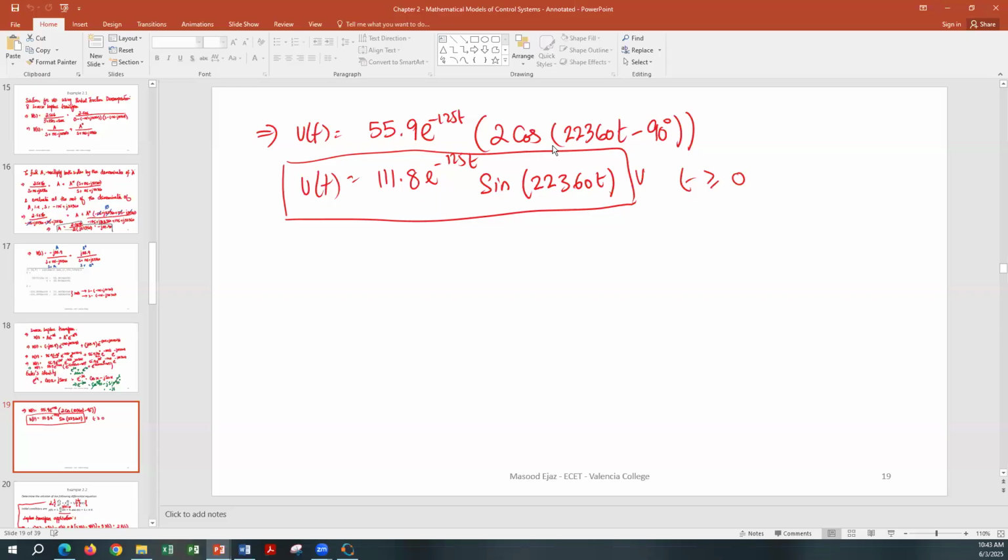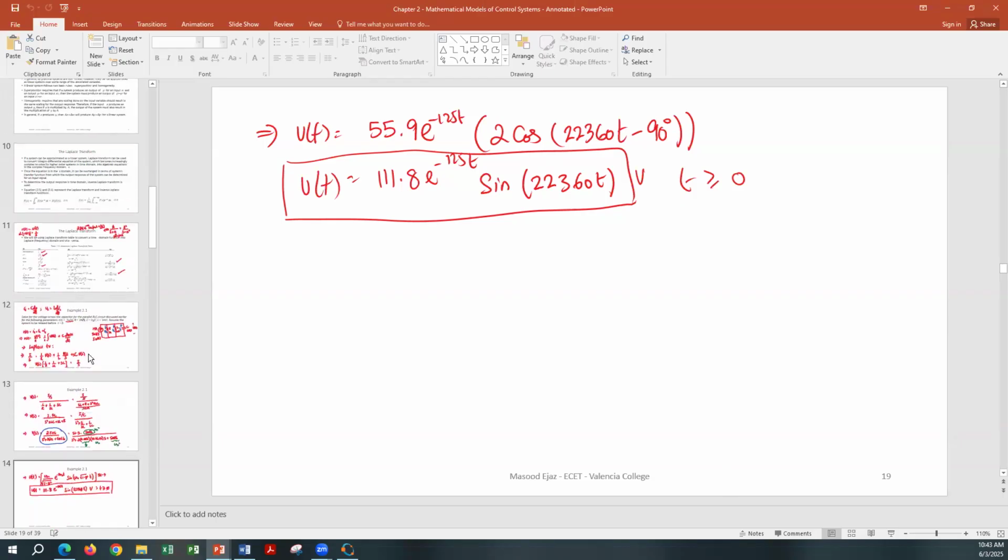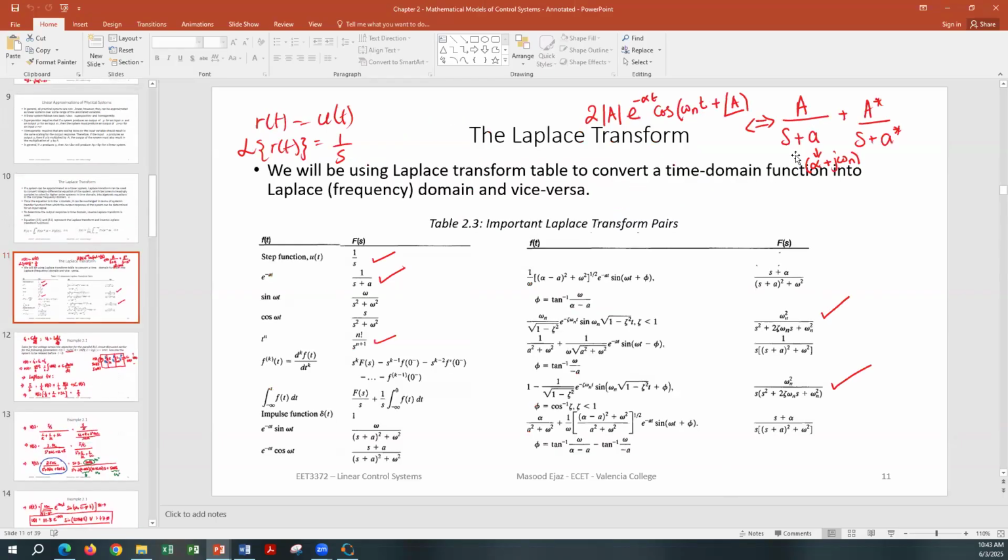Through the derivation, we had the cosine signal. We did not have the sine signal when we did the derivation, so we are taking the cosine signal as what we did in the derivation. In this case, of course, cosine 90 became sine, so we converted that into sine for this problem. But from this result, we deduce that when we have this type of pair, a over s plus a conjugate over s plus a conjugate, then we can write down 2 times the magnitude of a e to the power negative alpha t, where a is alpha plus j omega n, cosine omega n t plus angle of a. So that's what we did.